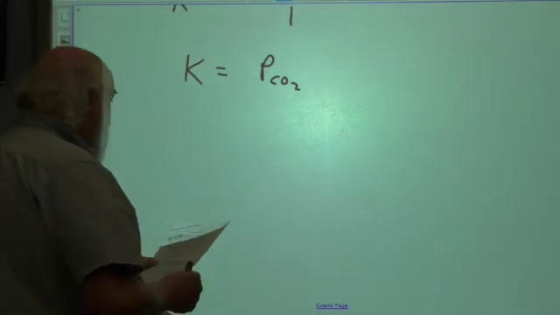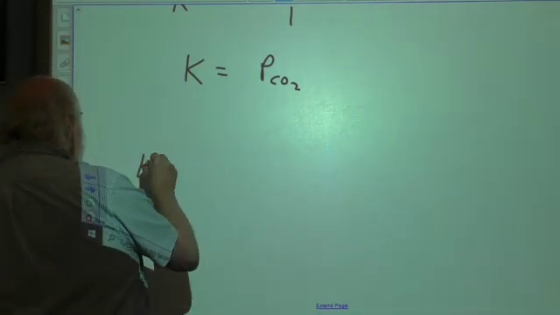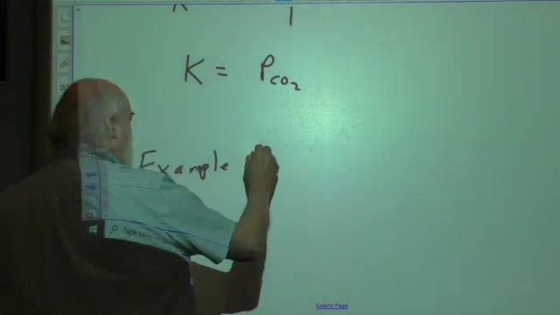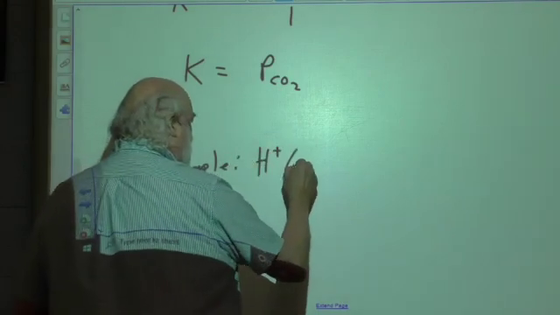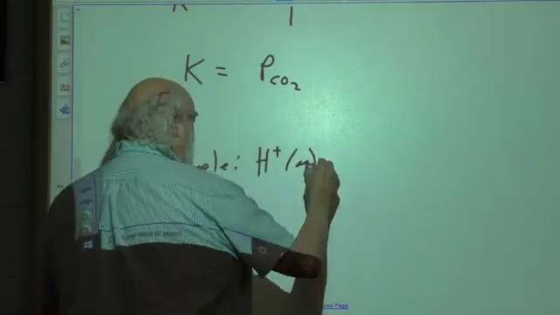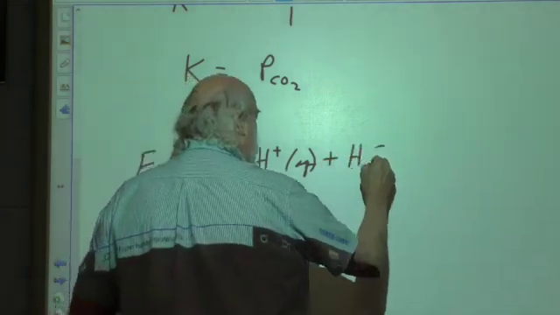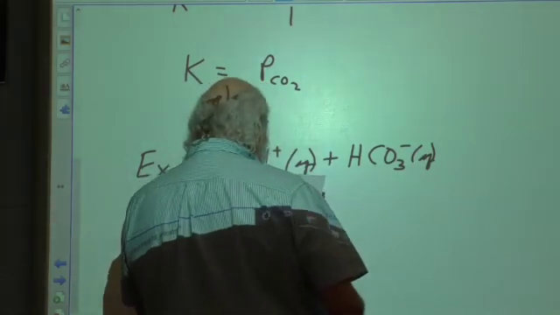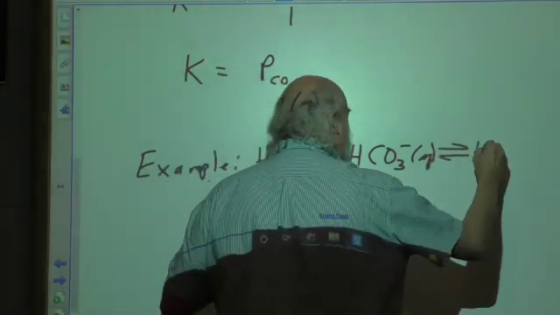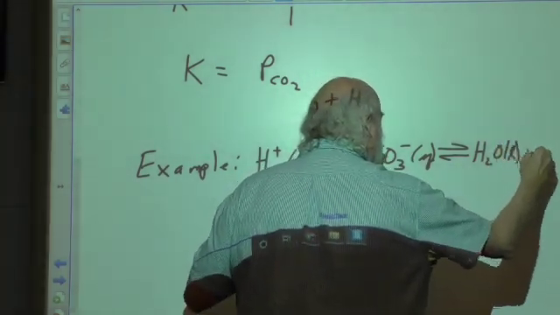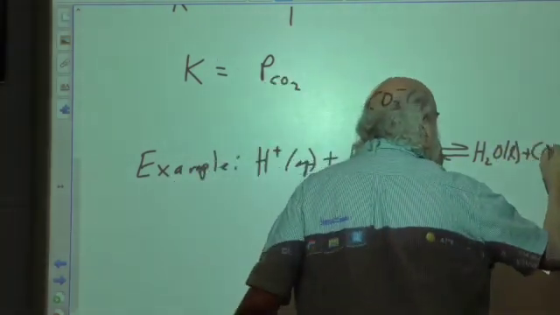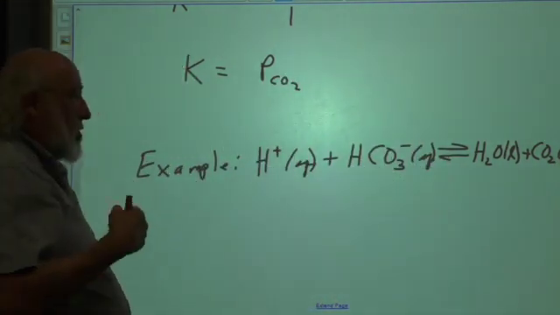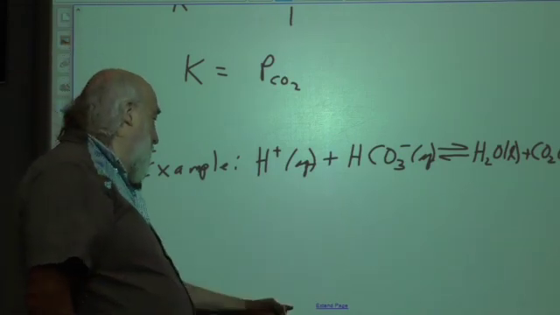Okay, another example. We have here the equation H+ aqueous plus bicarbonate ion, HCO3- aqueous, and this is going to give us H2O liquid and carbon dioxide gas. And we want to express this in terms of K as well.